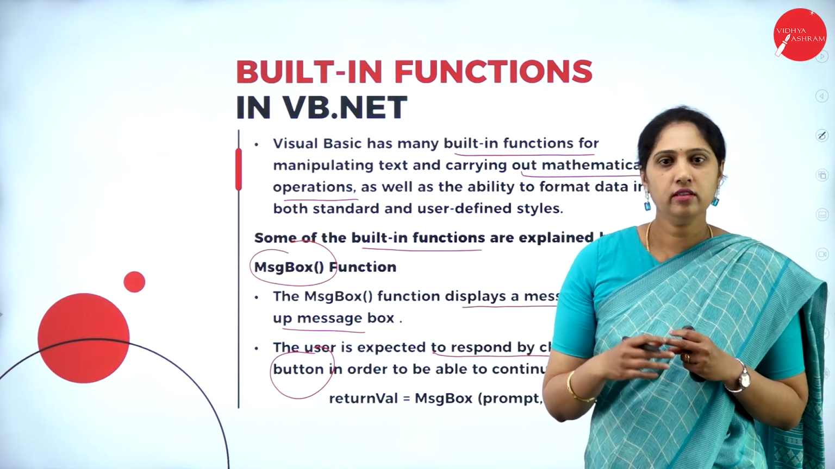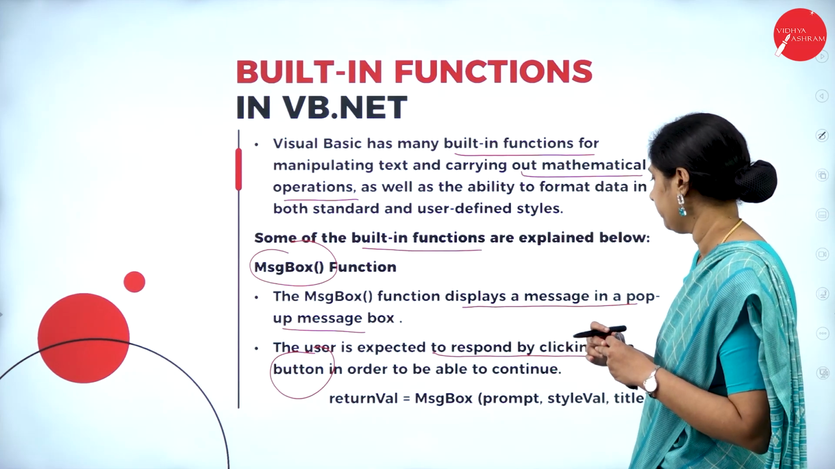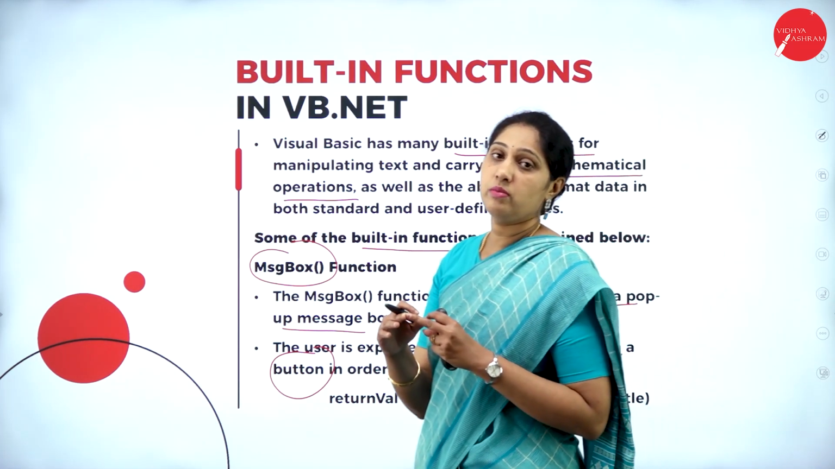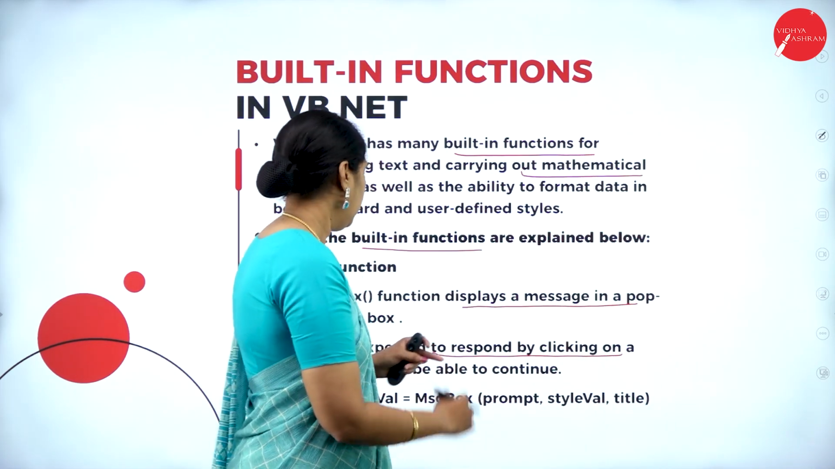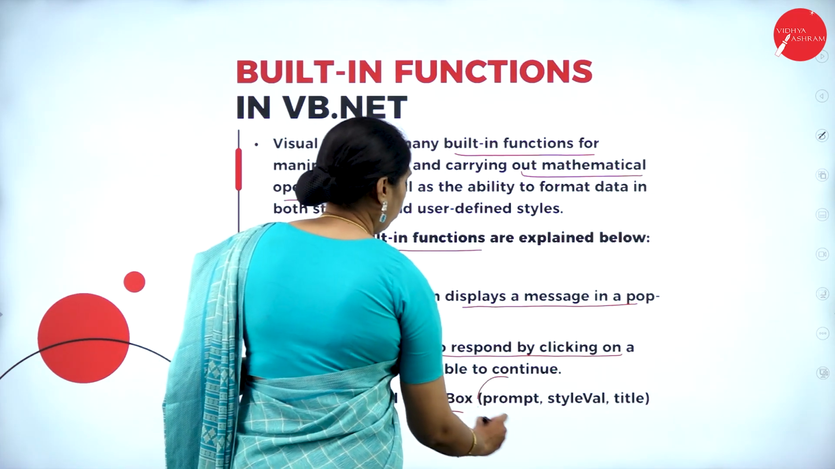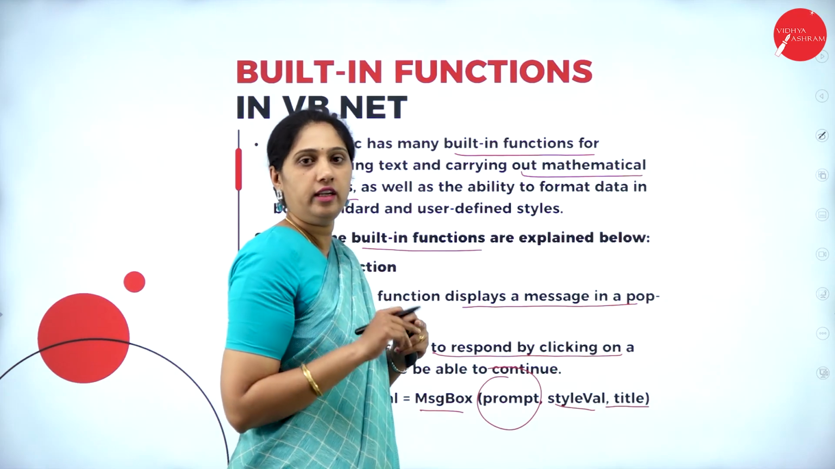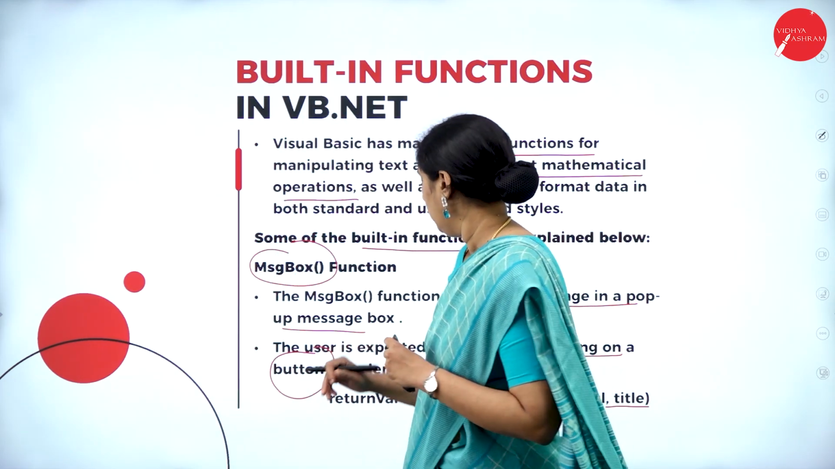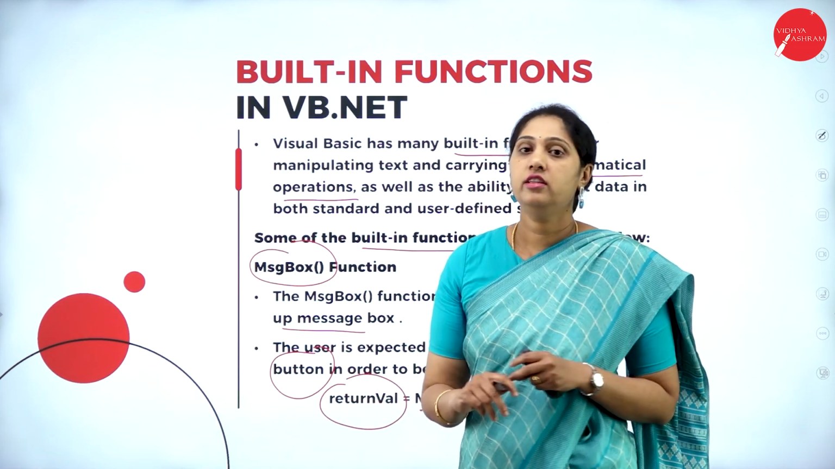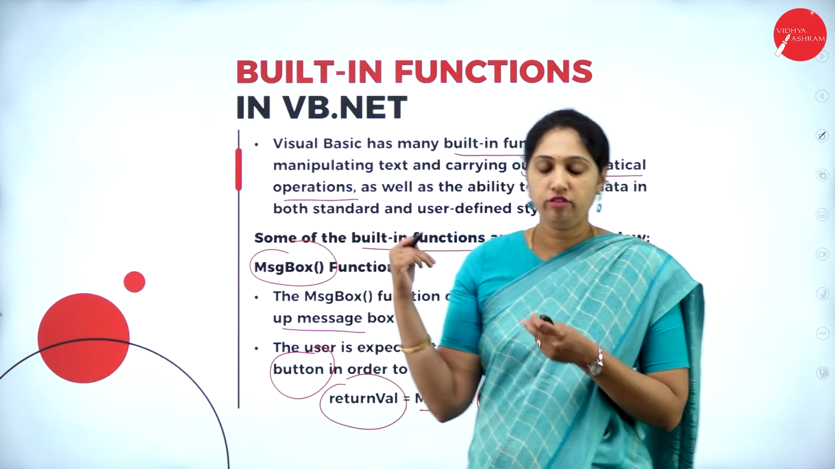Say it is OK button, we click on OK. So how will we write this message box? What is the syntax? See, message box, this is the prompt of it and the value. And if you want, you can give any title for the message box. That will have a return value. Why? This is a built-in function.